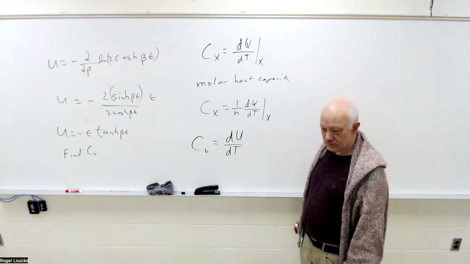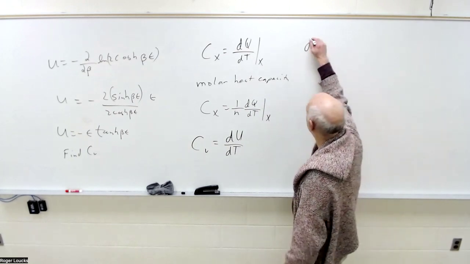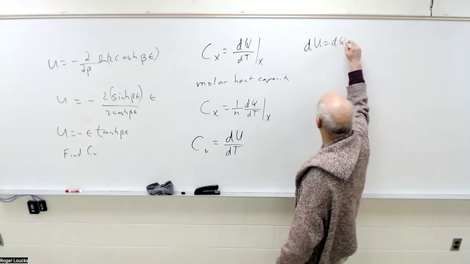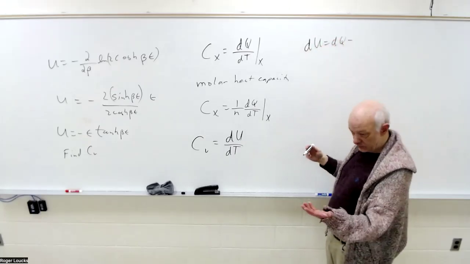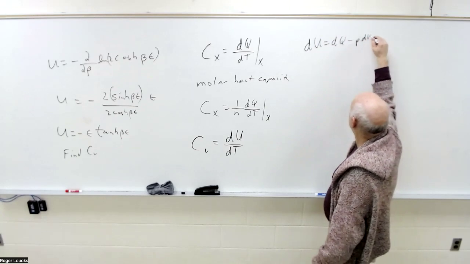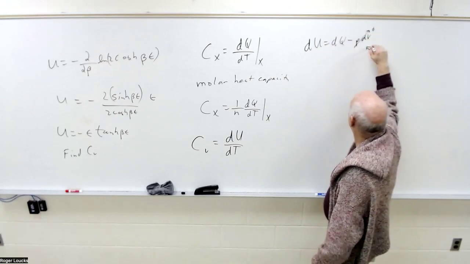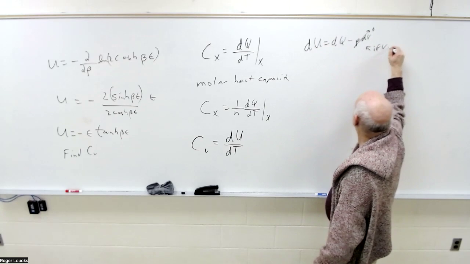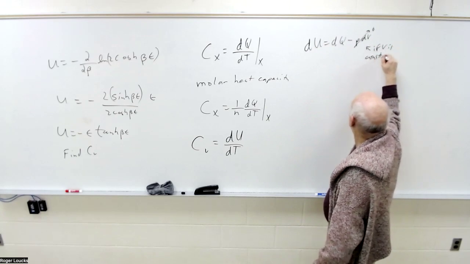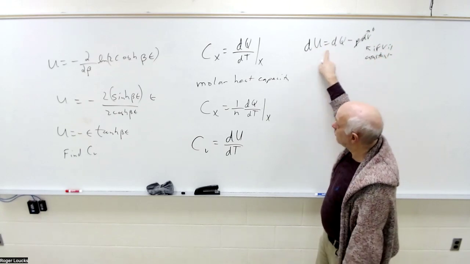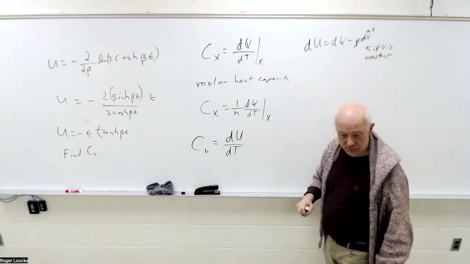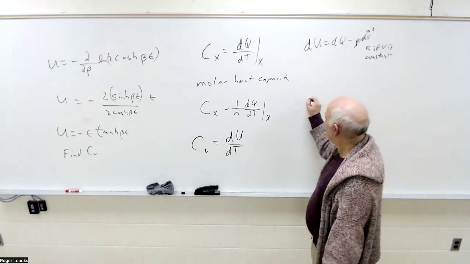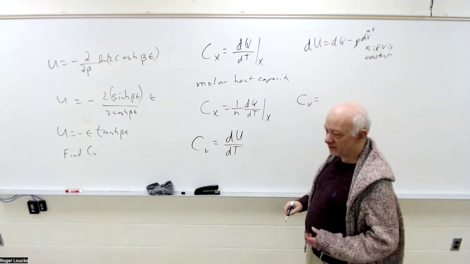Volume constant, so dV is 0, and so from the first law, we have dU equals dQ minus the work, which is P dV. And this is 0 if V is constant. So you get dU equals dQ. I put it in there, and that gives me this. Okay. So what is CV?